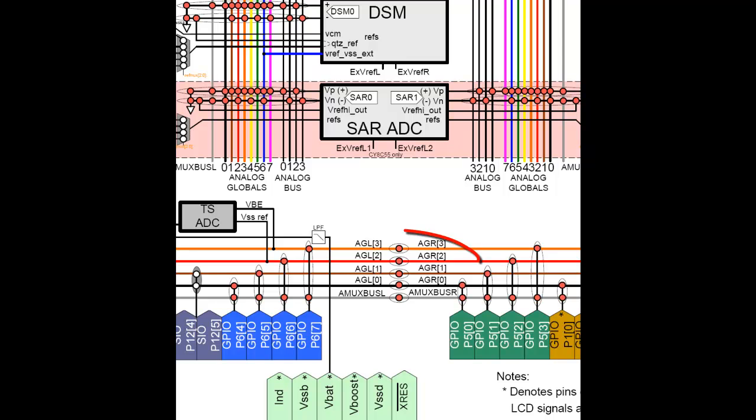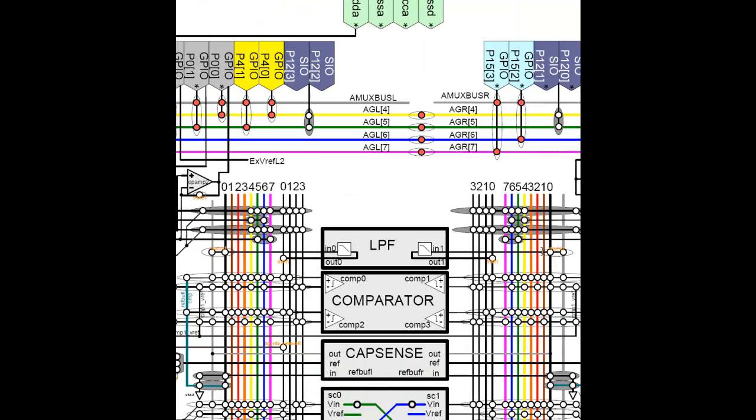Also notice the switches that connect the left and right analog globals. In this case, analog global left 3 through 0 and analog global right 3 through 0. These switches allow signals on the right to be connected to components on the left, such as the Delta Sigma ADC, which only has inputs on the left side. Of course, signals may be routed from the left to the right as well. The same is true for the upper globals, analog global left 7 through 4 and analog globals right 7 through 4.